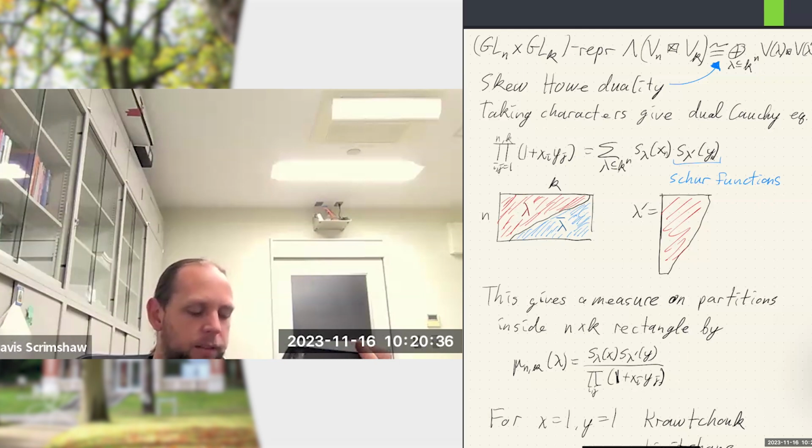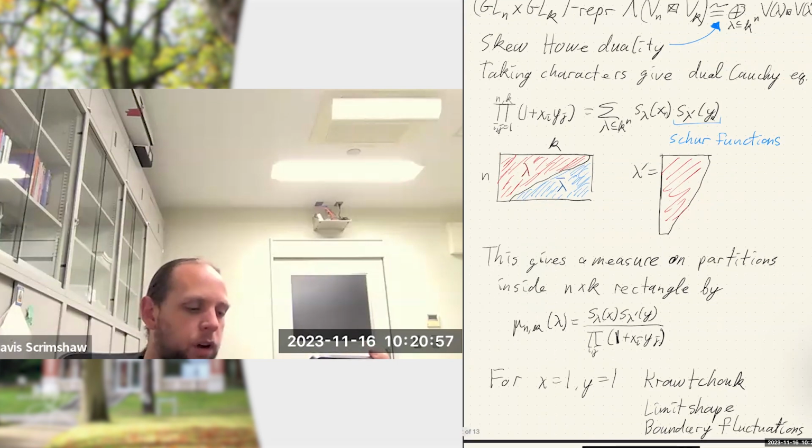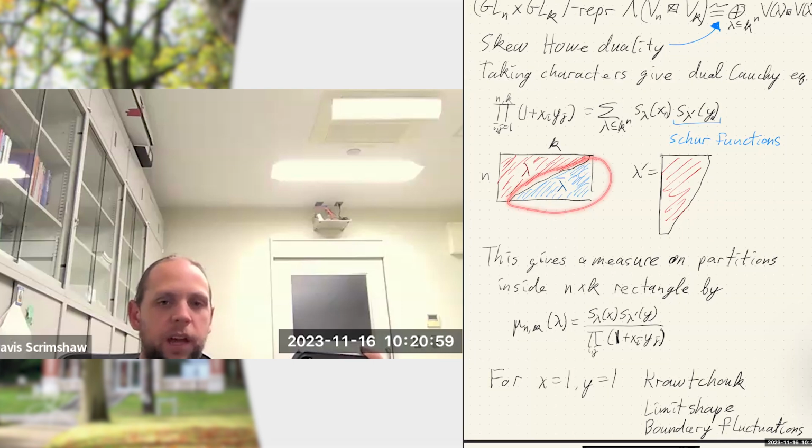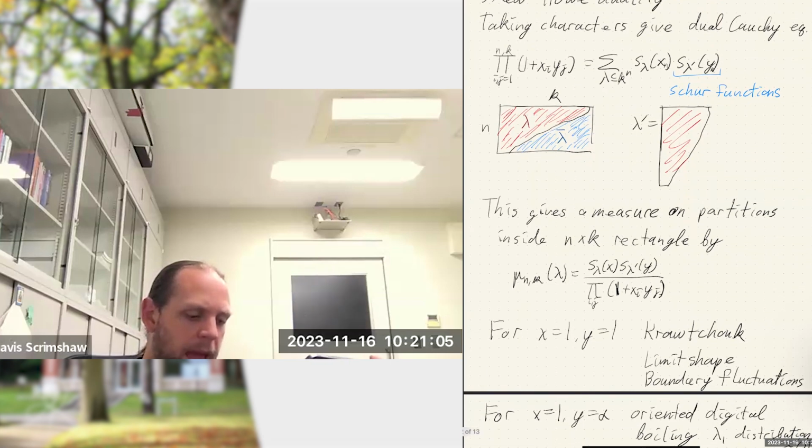And again, because I'm fitting my partition inside of an n by k rectangle, I have my partition here, and this prime means I take the conjugate shape. So I essentially am reflecting it over this line here. For reference later on, I'm going to need this bar, the complement shape inside of the n by k rectangle.